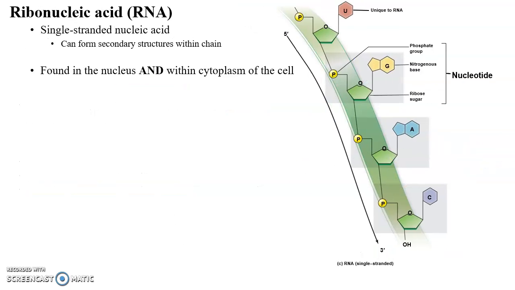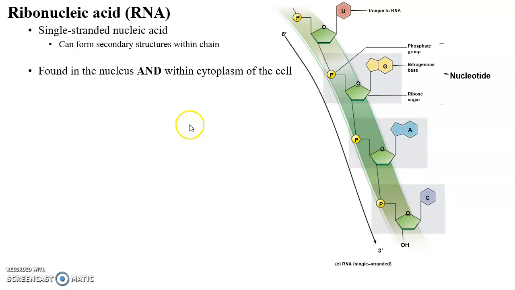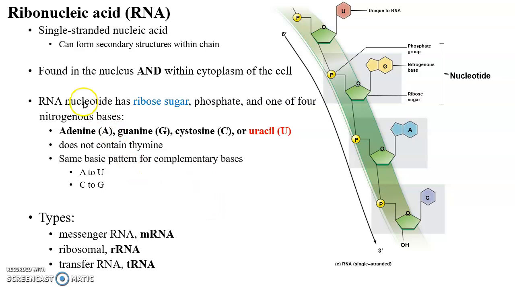All right, RNA. RNA is single-stranded, although it can form more complicated structures within itself. It is found in the nucleus and within the cytoplasm of the cell. RNA has the ribose sugar, phosphate, and 4 nitrogenous bases: adenine, A, guanine, G, cytosine, C, or uracil, U. The basic complementary pairing is the same, except we just switch out uracil for thymine. So in RNA, A pairs to U or U to A, and C pairs to G or G to C.